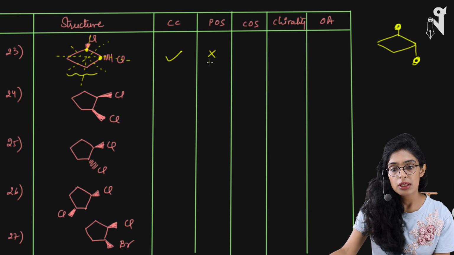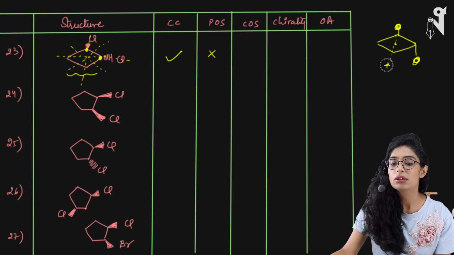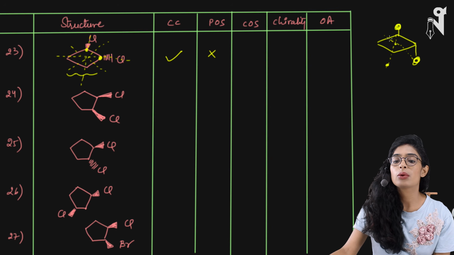Let's see. Here is the center. I'll pass a line through the center. Am I getting the chlorine over here? No. There is one chlorine over here. I pass a line through the center. Am I getting any chlorine on the other side?